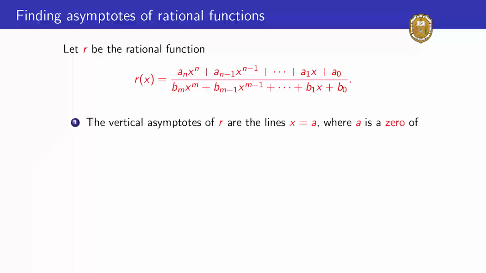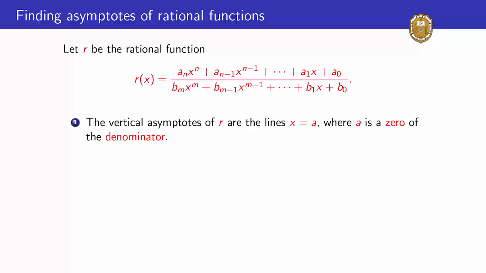The vertical asymptotes of this rational function are the lines x = a, where a is a zero of the denominator. So to get the vertical asymptotes of this function, you just get the zeros of the denominator. If a is a zero of the denominator, then x = a will be a vertical asymptote of the function R(x). The following facts will be useful in sketching graphs of rational functions.